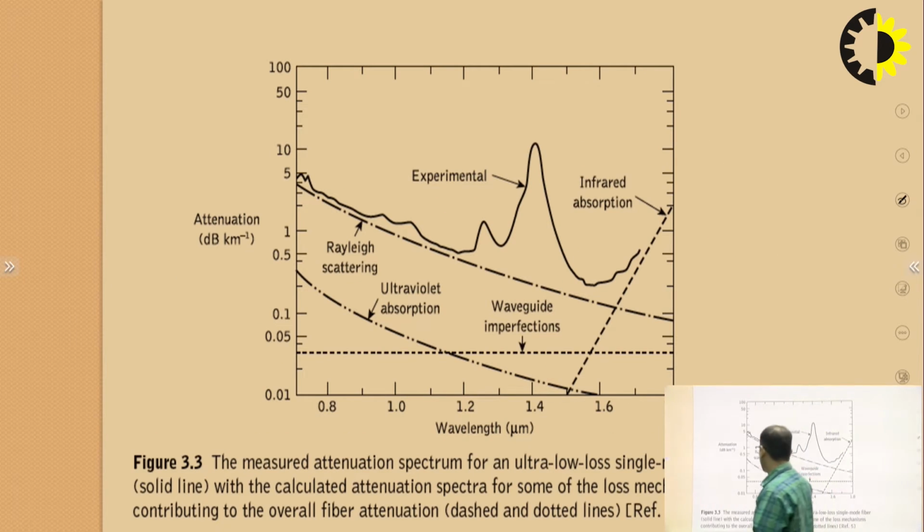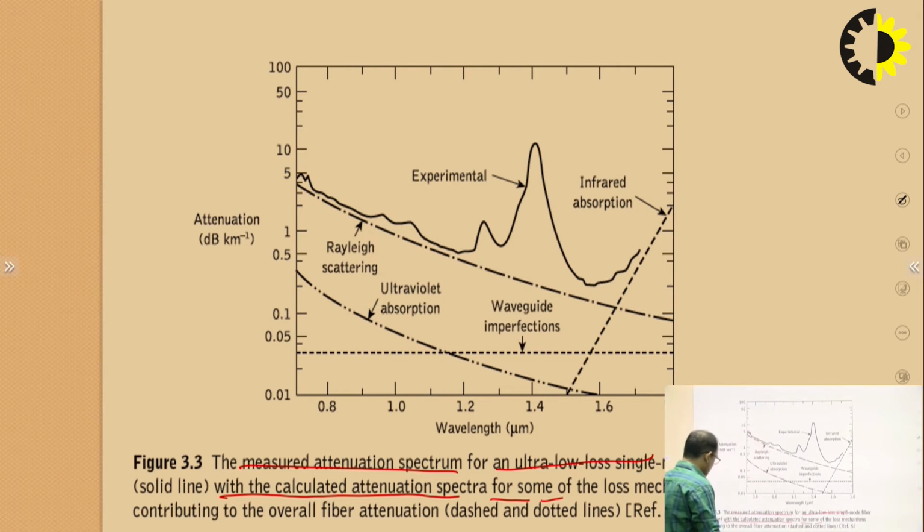So this one is the overall measured attenuation spectrum for an ultra low loss single mode fiber, with the calculated attenuation spectrum for the sum of the loss mechanisms contributing to the overall attenuation. So you will see here that this dark line is the experimental attenuation, clear.